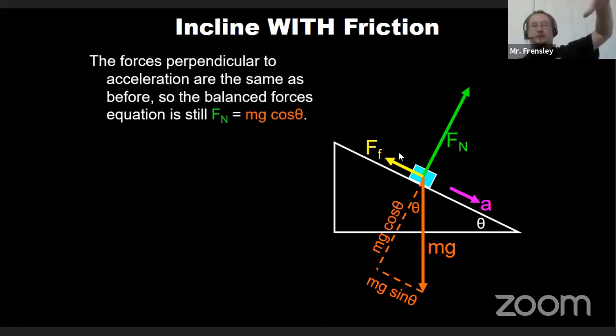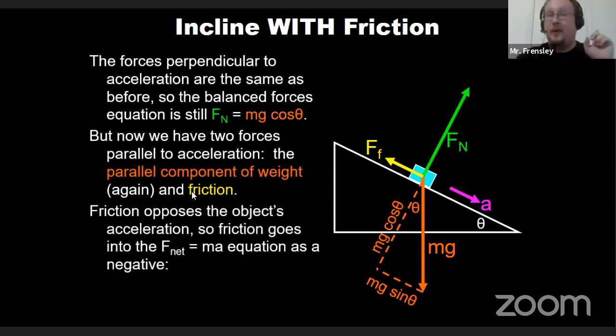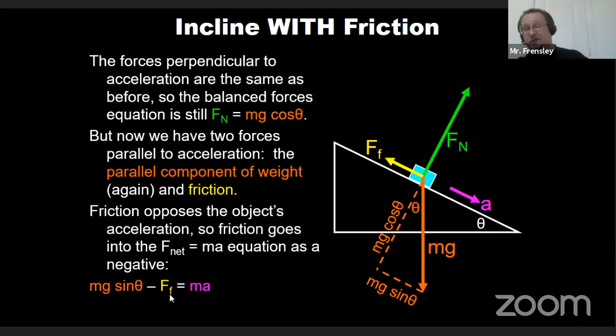So we still have the same two perpendicular forces. Force normal and mg cosine theta are still perpendicular, so force normal still equals mg cosine theta. But now when I do F net equals ma with the parallel forces, it would have been mg sine theta equals ma. But with friction, now it's mg sine theta minus friction, minus because friction is opposing acceleration. So mg sine theta minus friction equals ma. Mg sine theta helps acceleration. Force friction is opposed to acceleration, so it gets counted as a negative, equals ma.